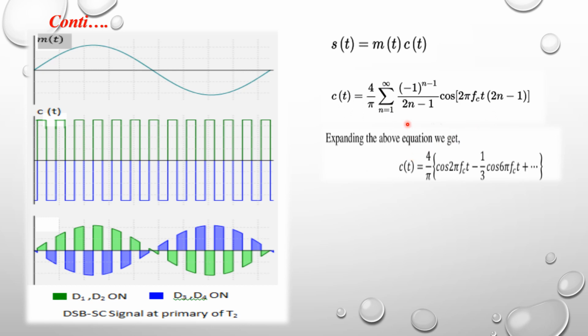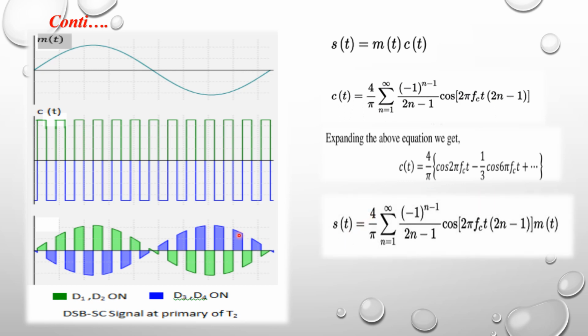To expand the equation, the carrier signal c(t) is equal to 4 divided by pi into cos 2 pi fc t minus 1 divided by 3 cos 6 pi fc t plus odd harmonics. This is the representation for c(t). c(t) is the periodic square wave, and this is its mathematical representation.